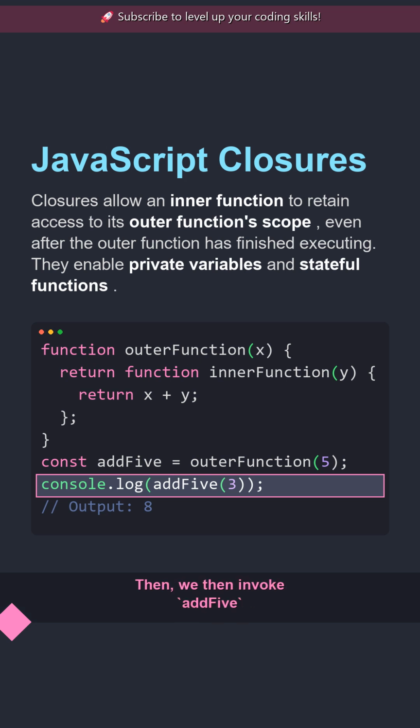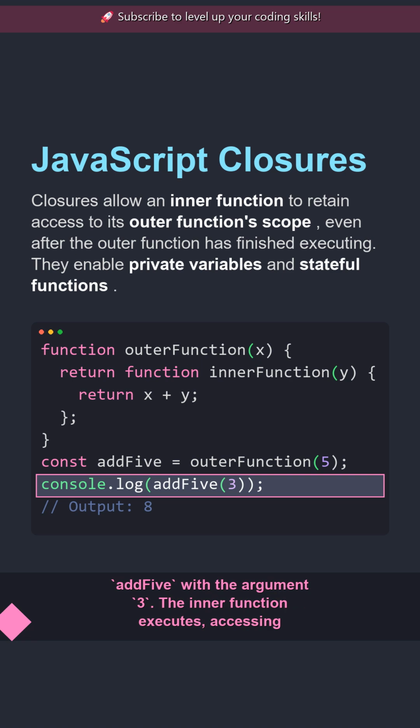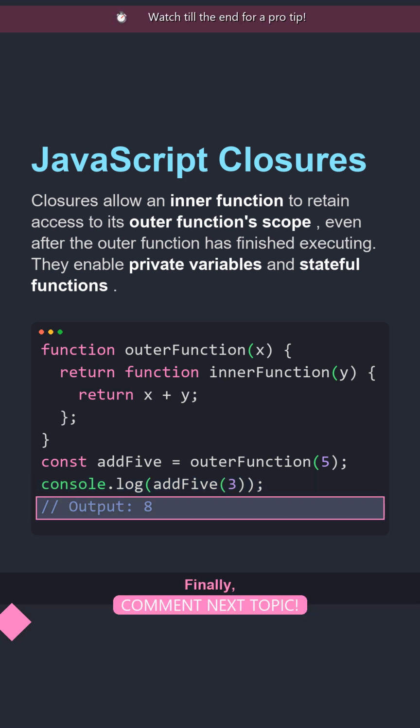We then invoke addFive with the argument 3. The inner function executes, accessing its closed over x, which is 5, and adding it to its argument y, which is 3, producing the result. Finally, the console output clearly shows 8. This is 5, remembered from the closure, plus 3, passed as an argument, proving that addFive maintains a reference to the x value from its creation.